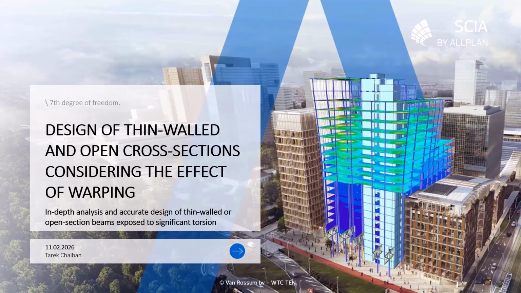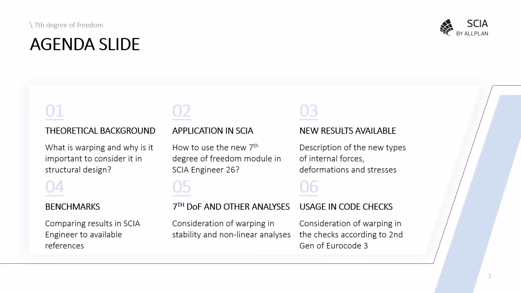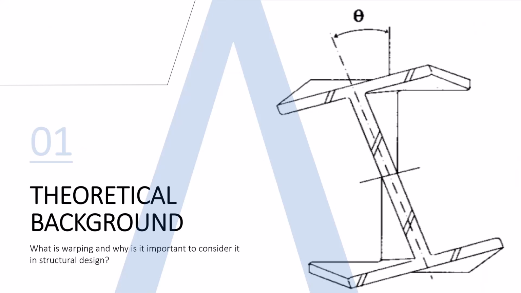And as for the agenda, we will start with some theoretical background. So what is warping and why to use it. Then we'll see how to apply it in SCIA Engineer through this new module. And then we'll have a look at the new types of results that will be available now. And then we'll talk about some benchmarks which were carried out. And we'll have a look at also other types of analysis which are compatible with the 7th degree of freedom. And finally, we'll see how to use this new approach in code checks and specifically in second generation of Eurocode 3.